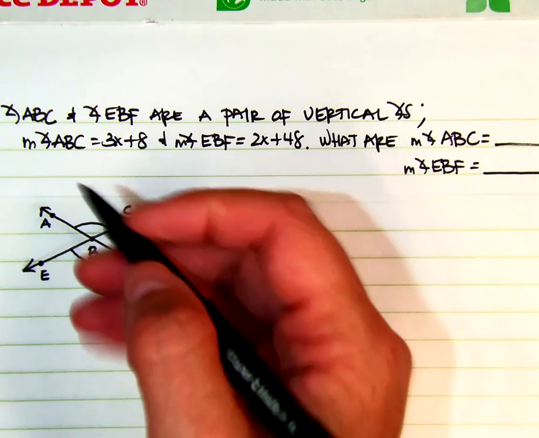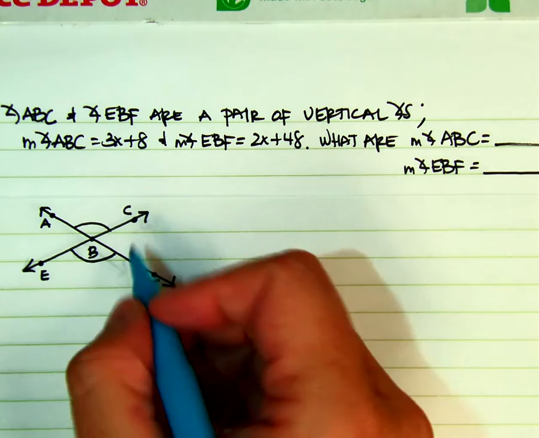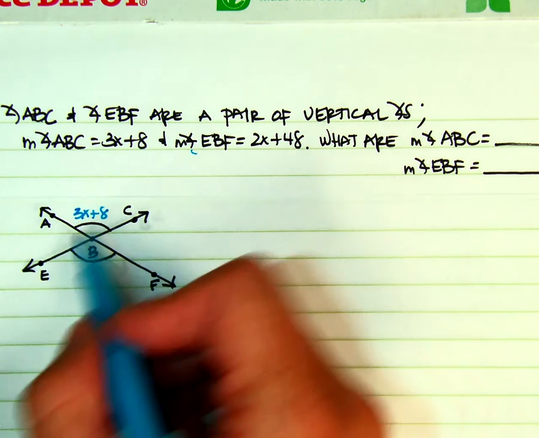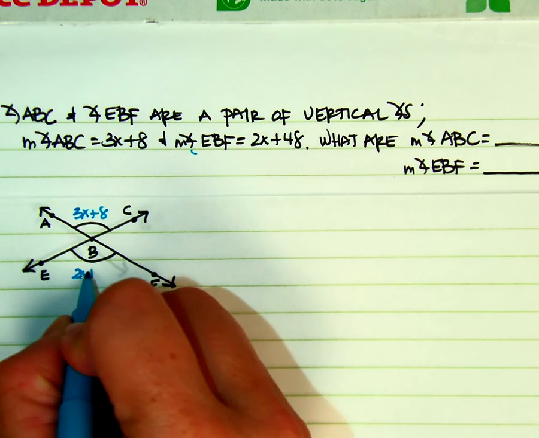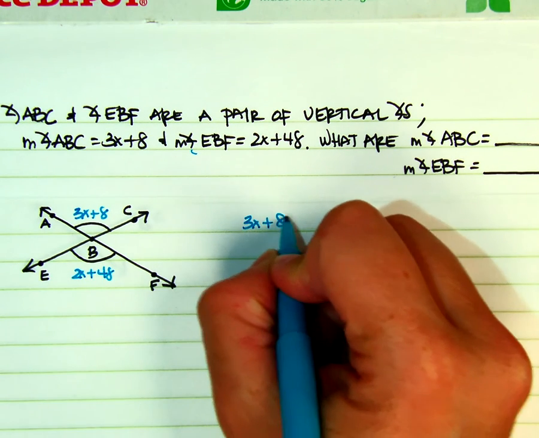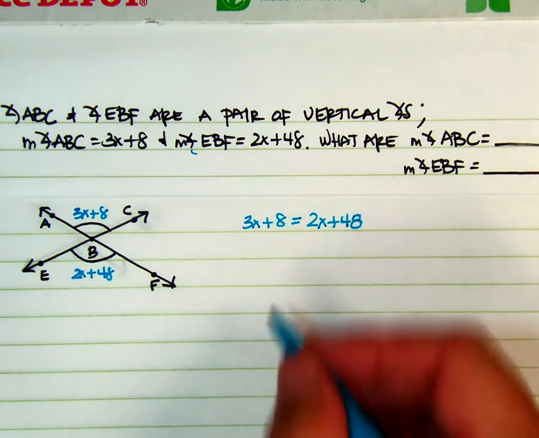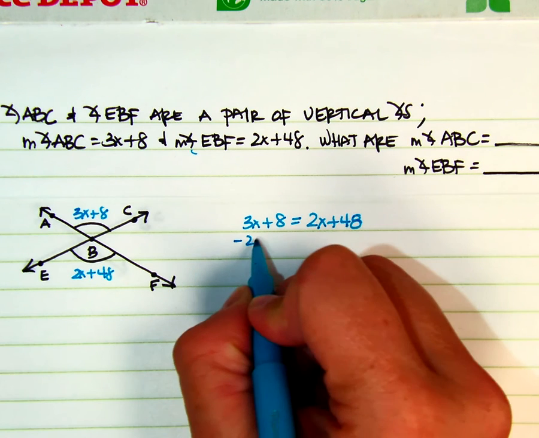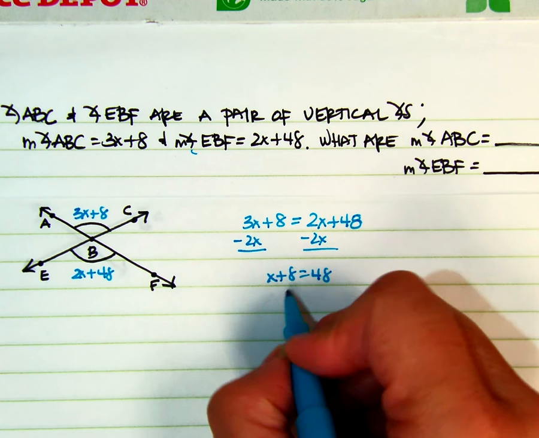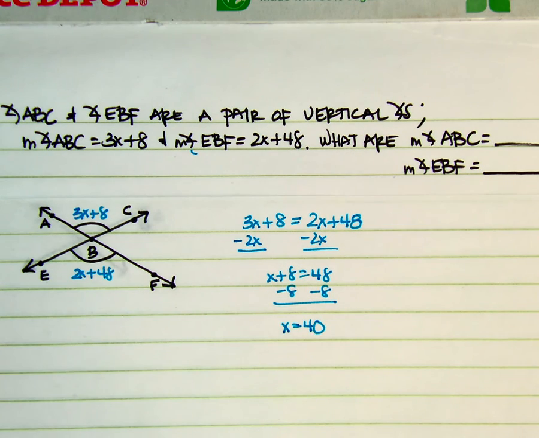If you know that these are vertical angles, then I can just simply set them equal to each other. So this is 3x plus 8, and EBF is 2x plus 48, so I know that they are equal. So 3x plus 8 should equal 2x plus 48. Solving, subtract 2x on both sides, and then subtract 8. So x would have to be 40.